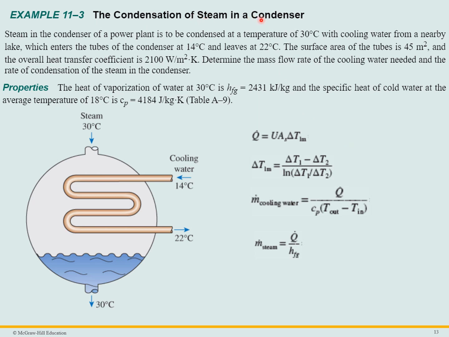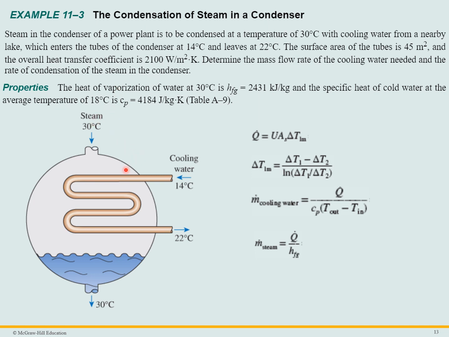Condensation of steam in a condenser. Steam in the condenser of a power plant is to be condensed at a temperature of 30 degrees C with cooling water from a nearby lake, which enters the tubes of the condenser at 14 degrees C and leaves at 22 degrees C. The surface area of the tubes is 45 square meters, and the overall heat transfer coefficient is 2100 watts per square meter Kelvin. Determine the mass flow rate of the cooling water needed and the rate of condensation of the steam in the condenser.